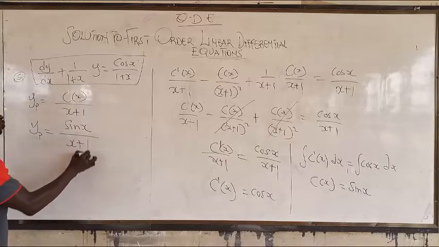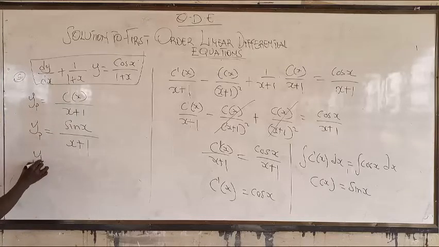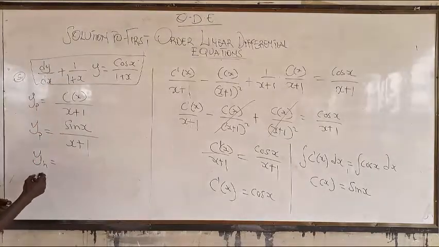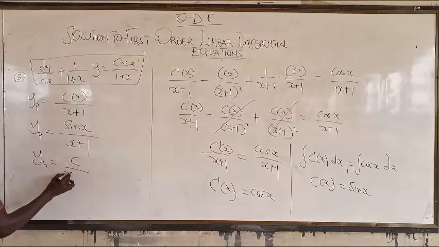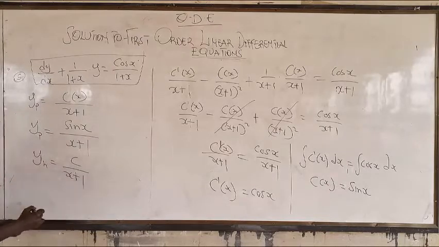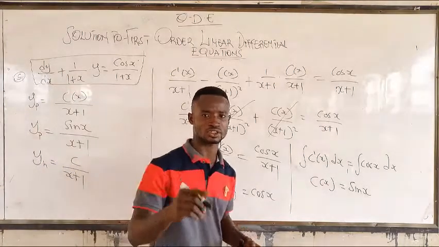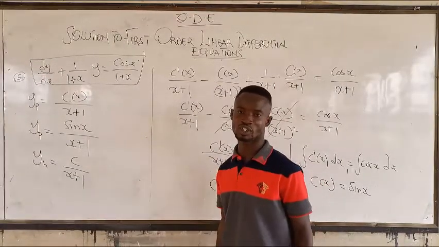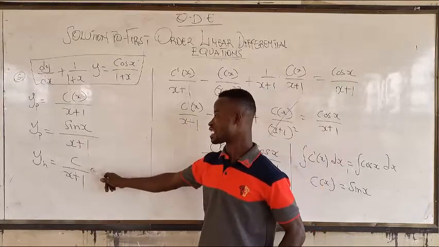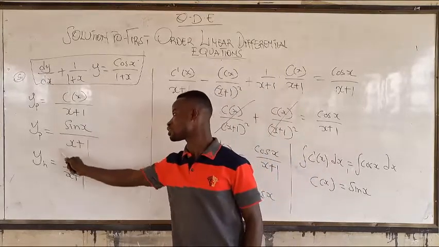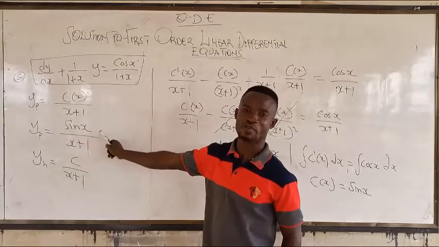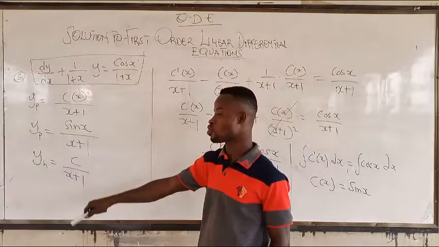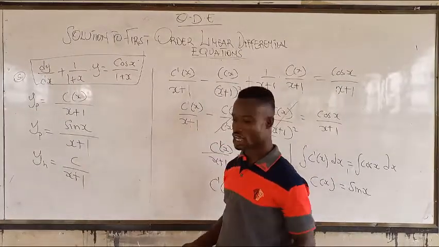over s plus 1. But don't forget that the y of h, the solution for the homogeneous part, is c over s plus 1. I forgot to let you know why we call this a particular solution and this a solution for the homogeneous equation. You can see that this is a particular solution because it is not in terms of any C, but this one is in terms of C. So this is the general solution from the homogeneous part, and that is the particular solution.